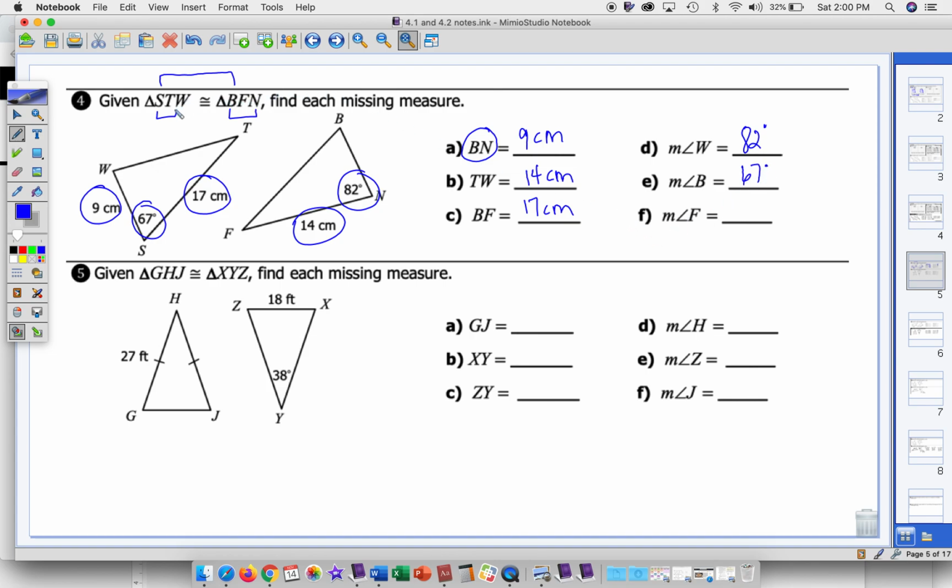And F corresponds to T, which I don't have an angle T, but of course I can find that measure by adding these two together. That's 149 subtracted from 180, which is 31 degrees.